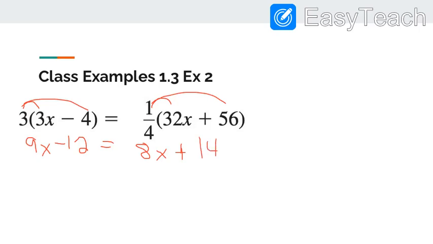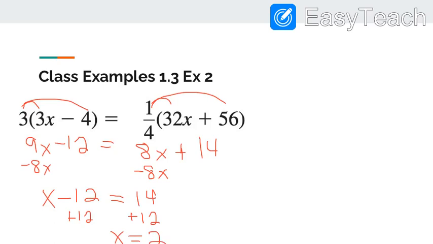Okay. Now, just like we did before, we're going to move pieces around. This time, I notice I have a positive 9x and a positive 8x. I know that 9 minus 8 is going to be 1, which means I won't have to divide. So that's why I'm going to do it this way this time. Subtract the 8x here. And then I'm going to be left with x minus 12 equals 14. I'll add the 12 over, and x is going to be equal to 26.